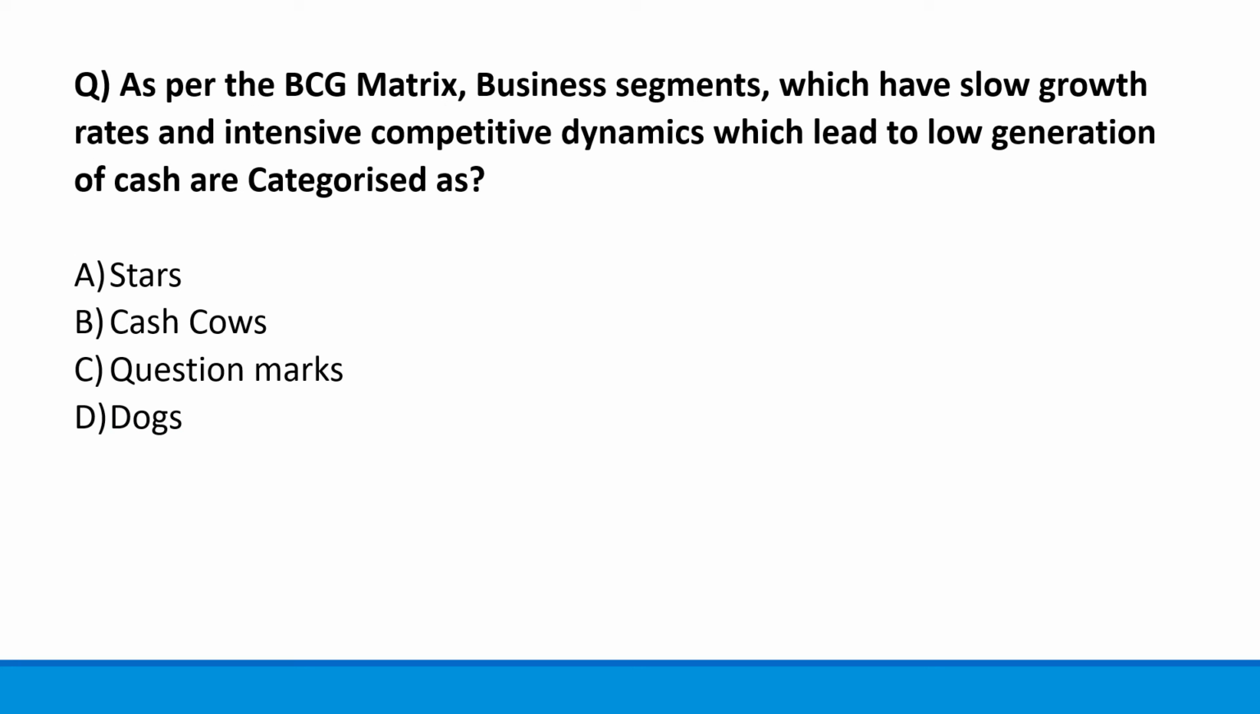As for the BCG matrix, business segments which have slow growth rates and intensive competitive dynamics, which lead to low generation of cash, are categorized as option A, stars, option B, cash cows, option C, question marks, and option D, dogs. The correct answer is option D, dogs.